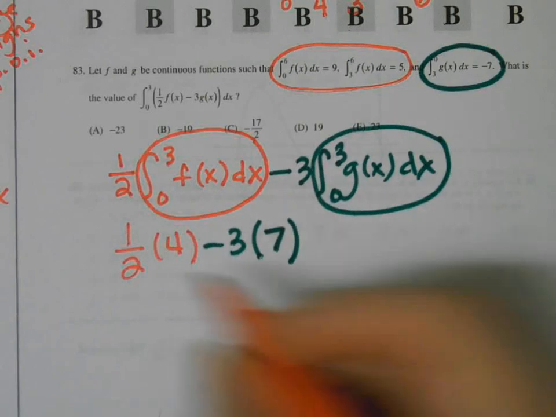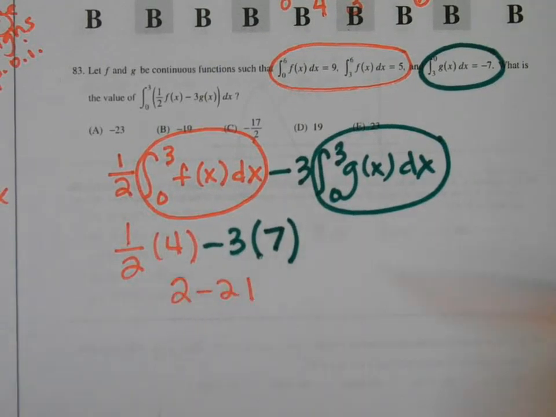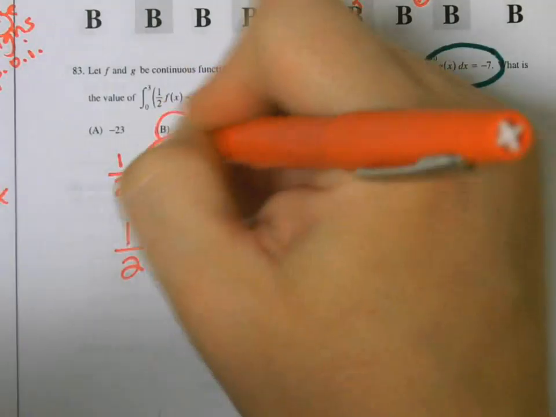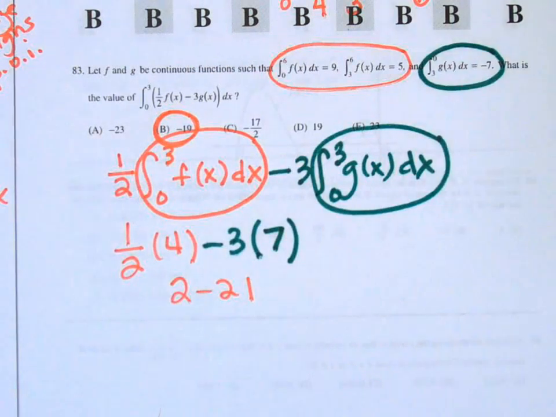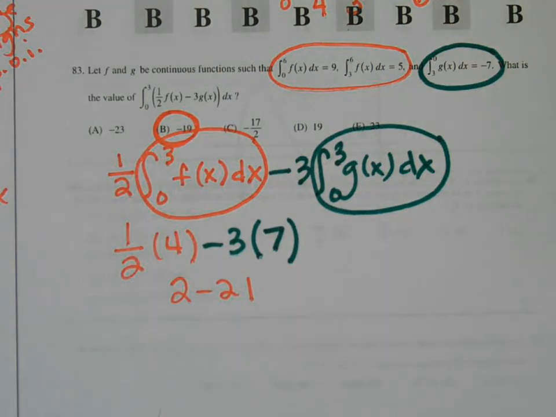Alright, 85. We just got through talking about motion. This is a motion problem. The particle moves along the x-axis, and the velocity is given. What's the total distance traveled from 0 to 2? So remember, for total distance traveled, you integrate the absolute value of velocity.